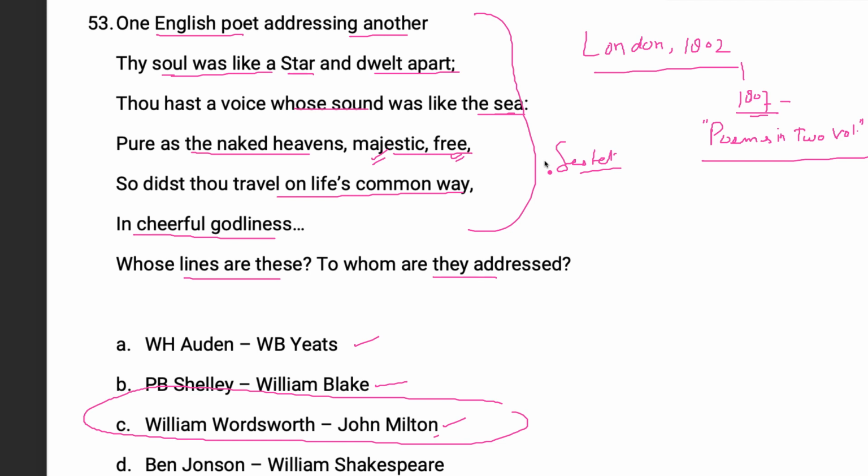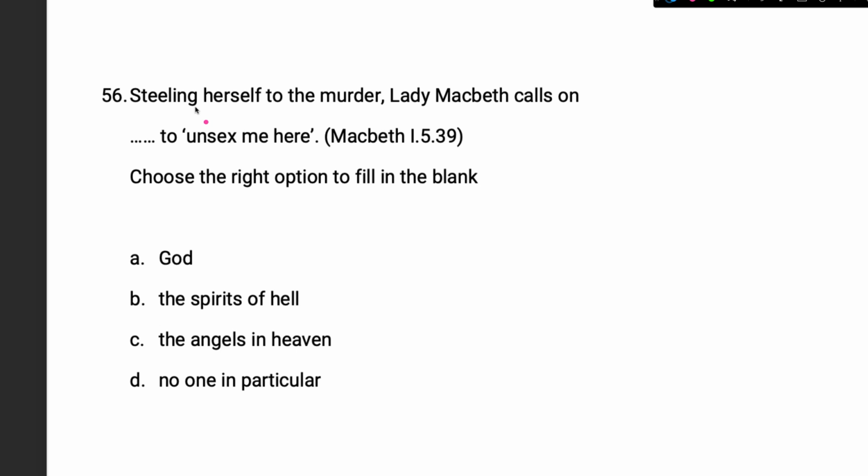Next question: steeling herself to murder, Lady Macbeth calls on spirits to "unsex me here." This was in Macbeth, Act 1, Scene 5, line number 39. Whom is Lady Macbeth invoking? Is she invoking God, or the spirits of hell, or the angels in heaven, or no one in particular?